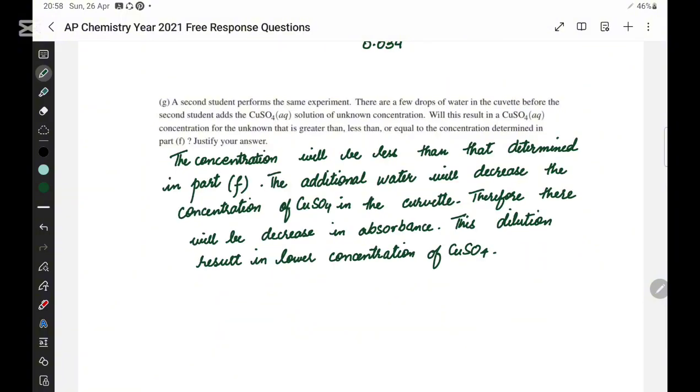So this is going to be the right explanation: as there is water in the cuvette, the concentration will be less than it was determined in part F. The additional water will decrease the concentration of copper sulfate in the cuvette. Therefore, there will be a decrease in absorbance.